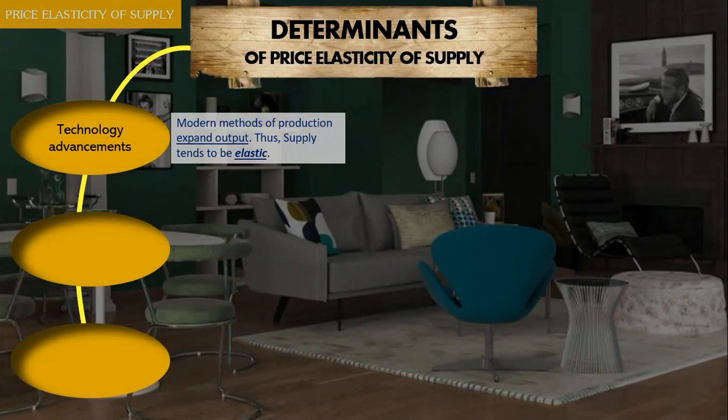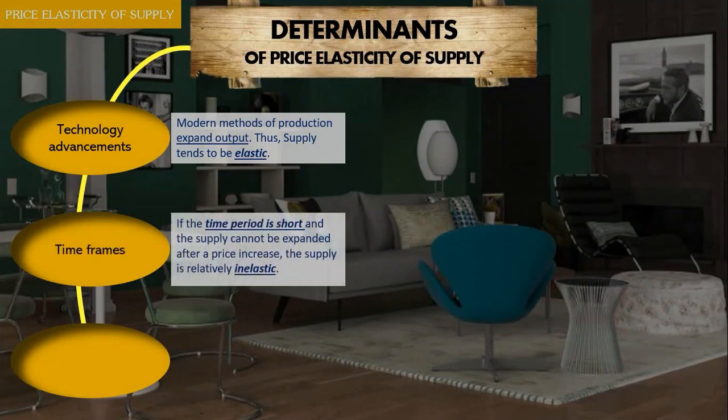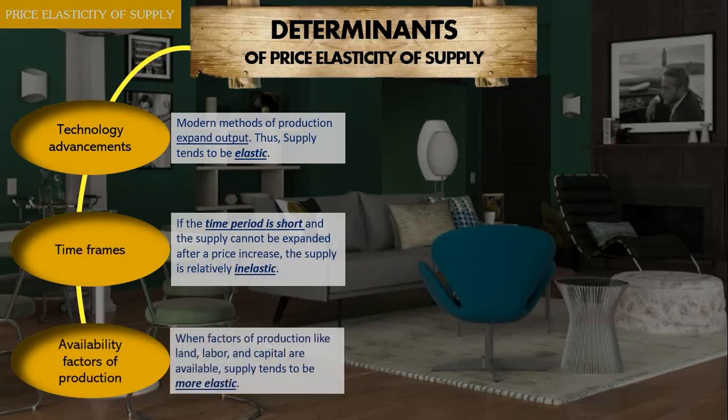Next, time frames. If the time period is short, and the supply cannot be expanded after a price increase, the supply is relatively inelastic. The third determinant is the availability of factors of production. When factors of production like land, labor, and capital are available, supply tends to be more elastic.